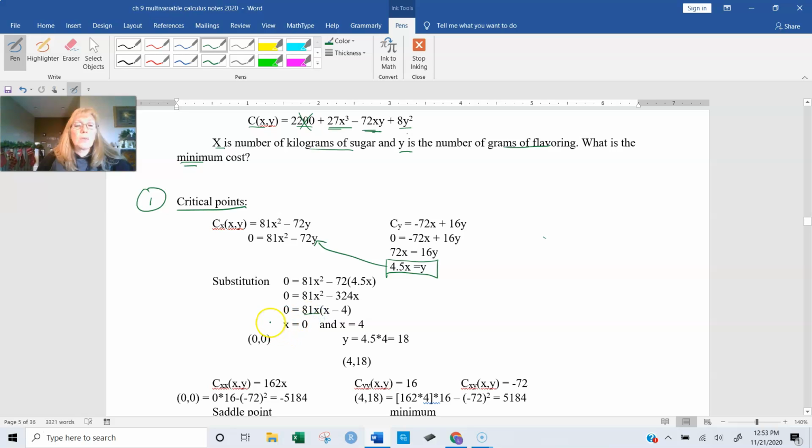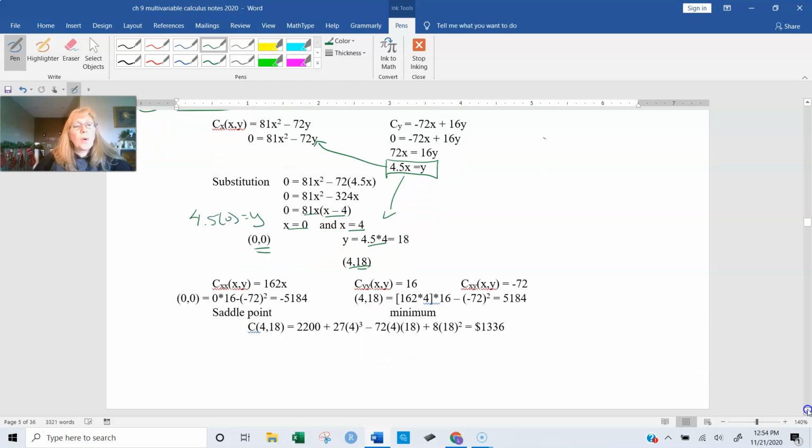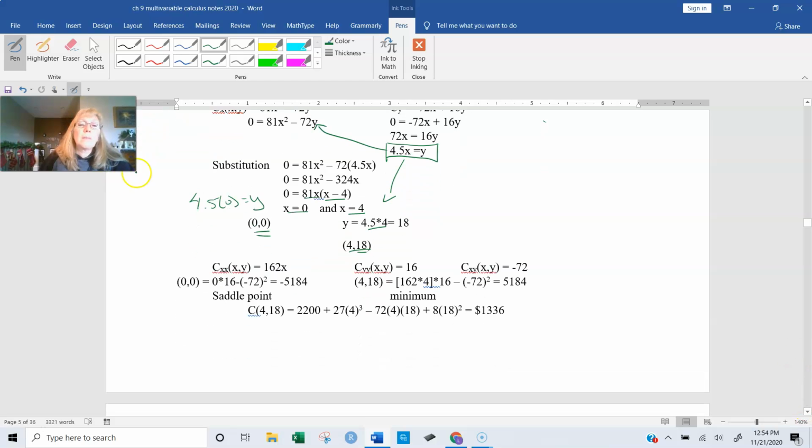Well, that means x equals 0. Over here, x equals 4. All right, so now when I plug in 0, up here we're going to do 4.5 times 0 equals y. So 0, 0 is a critical point. 4.5 again from here times 4 equals 18, another critical point. So now we've got to check critical points for max, mins, or saddles.